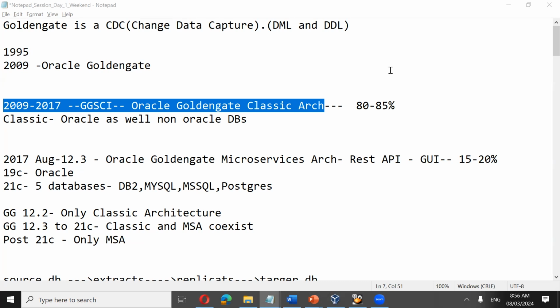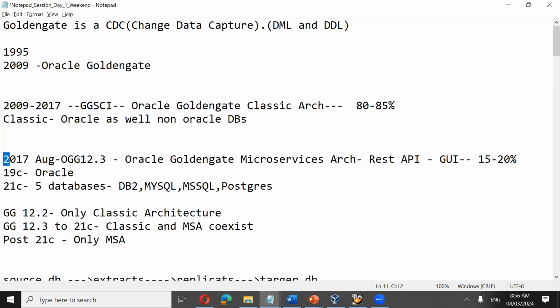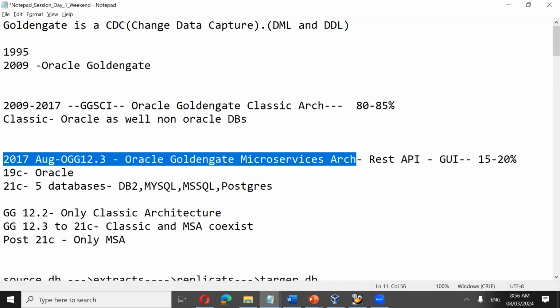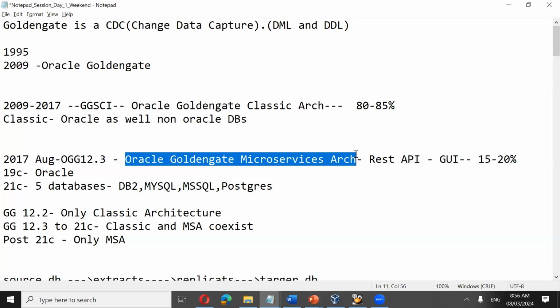And in 2017, from Goldengate version 12.3, from August 2017, they launched a new architecture of Goldengate, which is called Microservices Architecture. Oracle Goldengate Microservices is a REST API service-based architecture, one of whose features is a GUI. So this is a new architecture of Goldengate. Now you have two types of architectures: one is Oracle Goldengate Classic Architecture, and the second is Oracle Goldengate Microservices Architecture.